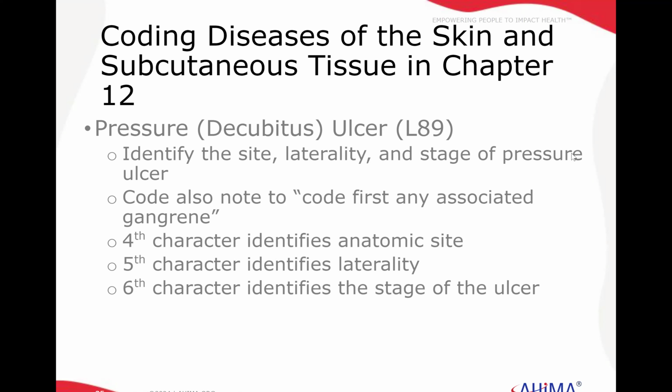The fourth character of the code, after the L89, will identify the site. The fifth character, the left or right side, if applicable, and then the sixth character will be the stage.